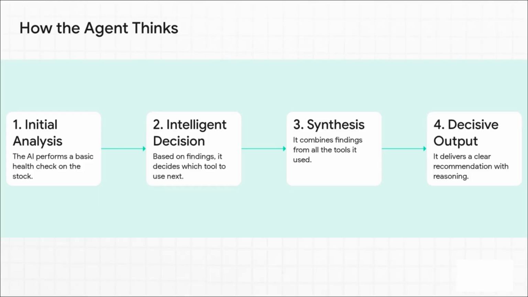And you can see how this whole process is meant to think like a human analyst, right? It kicks things off with a broad look, a basic health check. But if it spots something that looks a little off, say a really high PE ratio, it doesn't just stop. That's a clue. So it makes an intelligent decision to pull out a specialized tool to figure out why that ratio is so high. It keeps doing this, pulling together all the clues until it's built a solid enough case to give you a final recommendation with all its reasoning laid out.